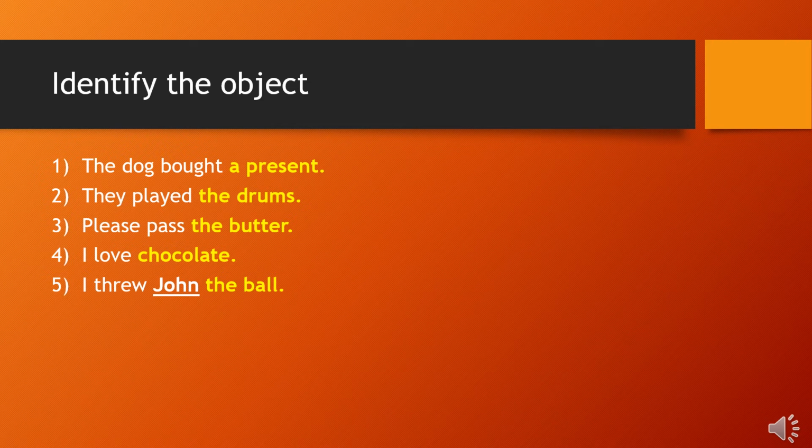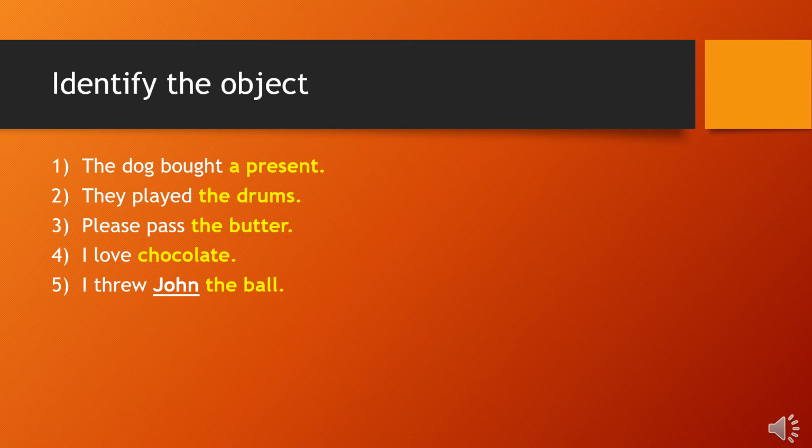Second sentence, they played the drums. What is the verb? Played. What did they play? The drums. So the drums is the object. Third one, please pass the butter. Imperative sentence. It's already understood. Subject is you. Okay. Ask the question what? What to pass? The butter.